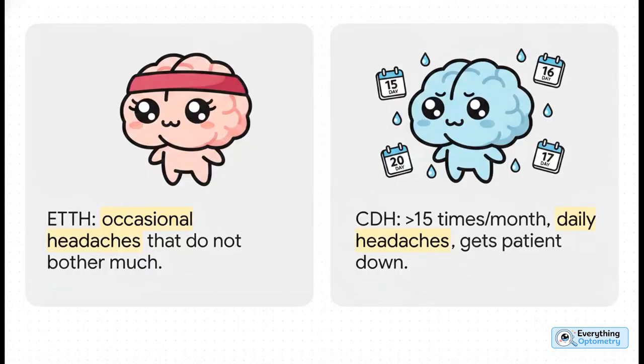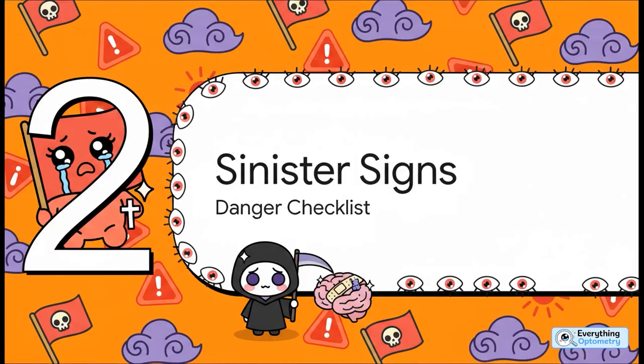You really have to listen to your patients closely here, because their phrasing often just hands you the diagnosis on a silver platter. If they say something like, "Well, I get occasional headaches, but they don't bother me much," that low impact heavily points to an episodic tension type headache. It's kind of like someone tightening a belt around their head. But if they're complaining of absolute misery more than 15 times a month, then you're looking at a chronic daily headache. Moving on to Section 2, spotting sinister signs.